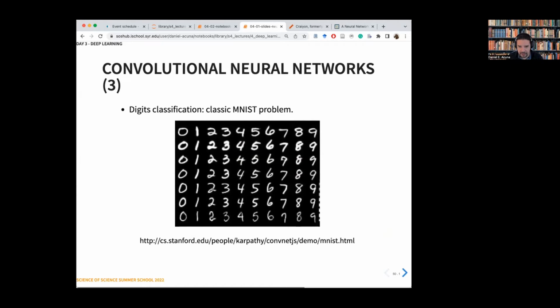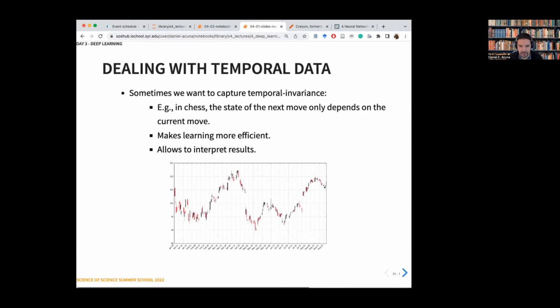And there are many examples of these, and I'm putting links that I encourage you to visit, of demos of how these basic neural networks work for classifying images, and for many fun and interesting tasks.